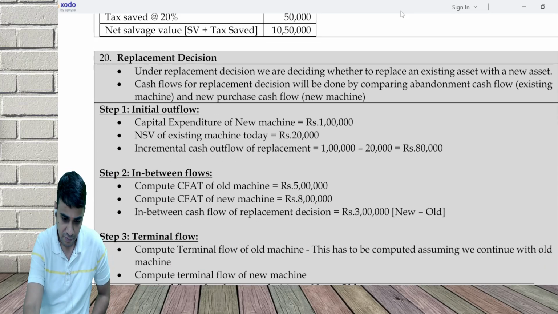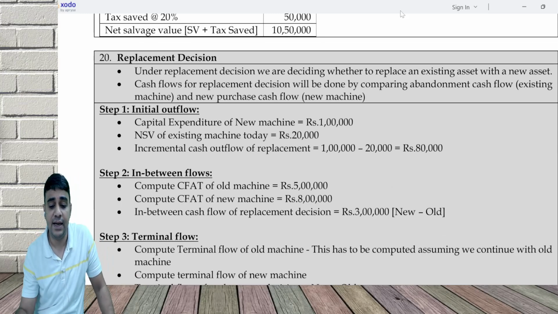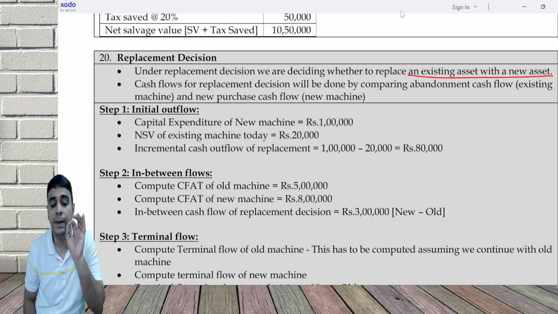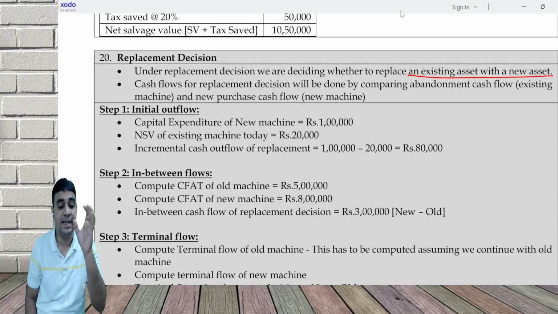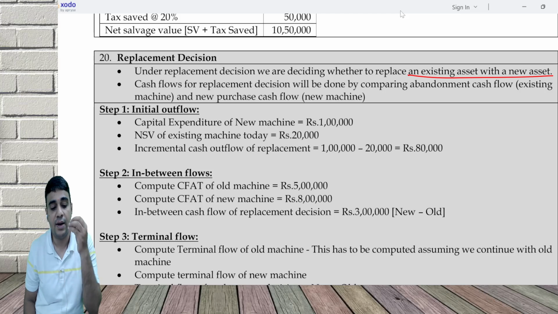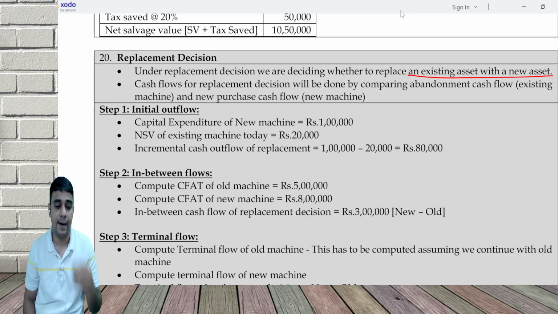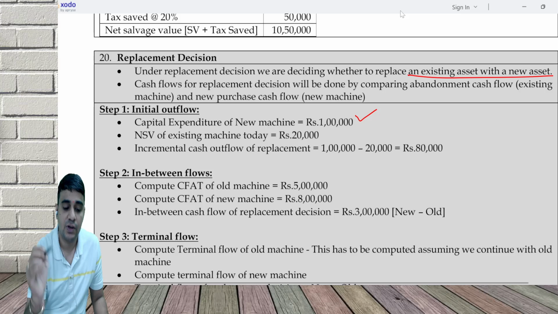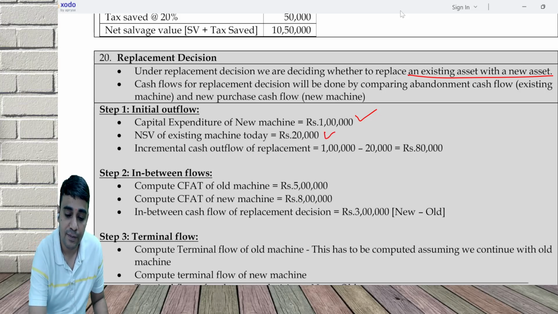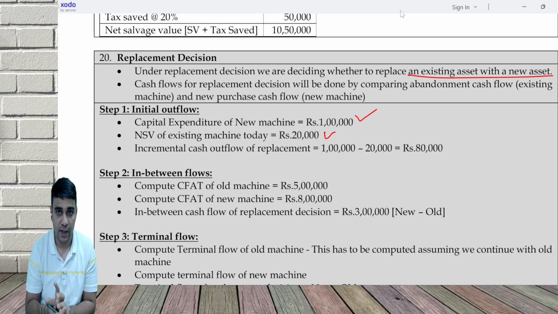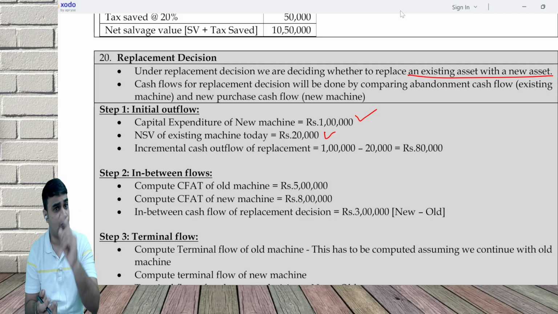So first, under replacement, we are deciding whether to replace an existing asset with a new asset. Cash flow for a replacement decision will be done by comparing the existing machine with the new machine. Our calculation is new minus old. Example: capital expenditure of the new machine is 1 lakh. NSV of the existing machine today is 20,000. So on the new machine, your outflow is 1 lakh. On the old machine, opportunity outflow is 20,000. Extra is 80,000. This is one way of understanding.